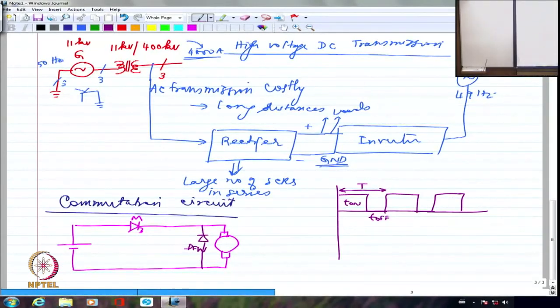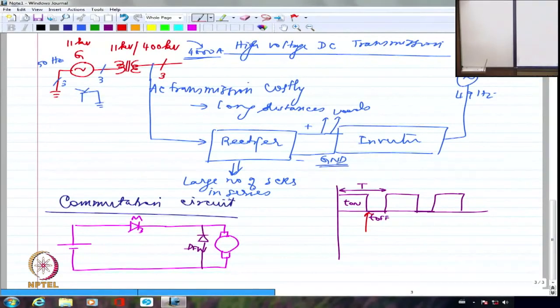So the average value of voltage, I told you already that whatever is the on time, correspondingly it is going to have T on divided by capital T, whatever is the period, multiplied by the applied voltage. That is going to be the average voltage, right? So I have to turn this off at this point. If I don't turn it off at this point, it is going to be difficult. I can't really get the average voltage to be less than whatever is the input voltage.